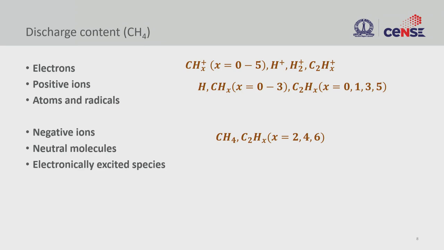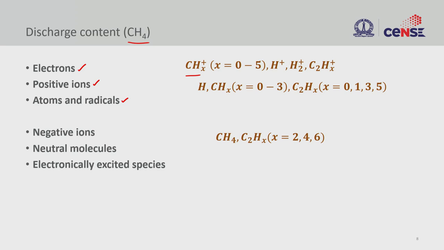So let's look at some of these discharges, right? Both on the bulk side and also on the surface side. It will create a lot of electrons, of course. In this case, we are taking a simple CH4 methane plasma. So you will generate positive ions, you will generate atoms and radicals, right? So you have a huge combination, right? CHx is a combo, so you can have various compositions.